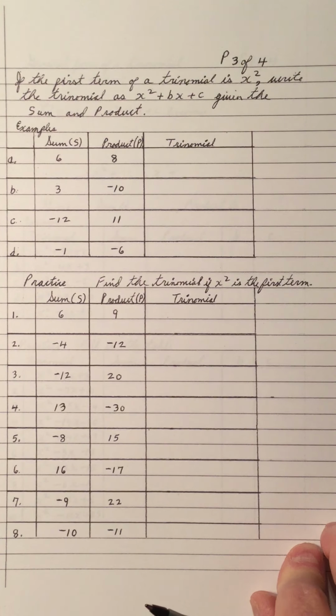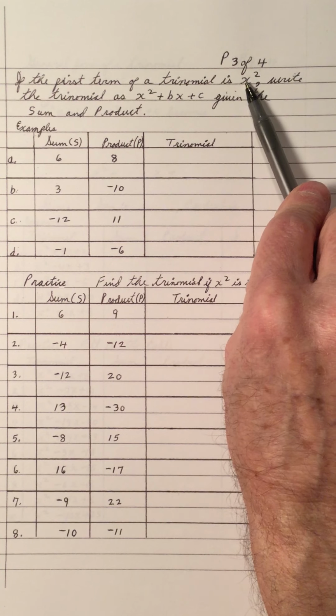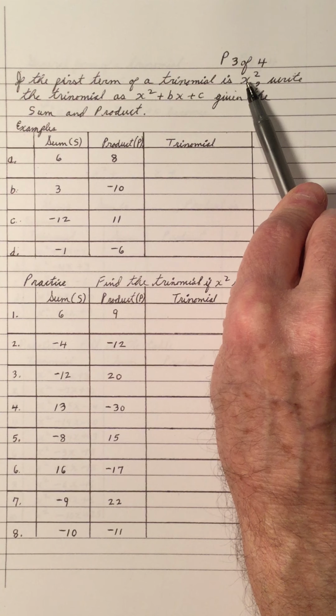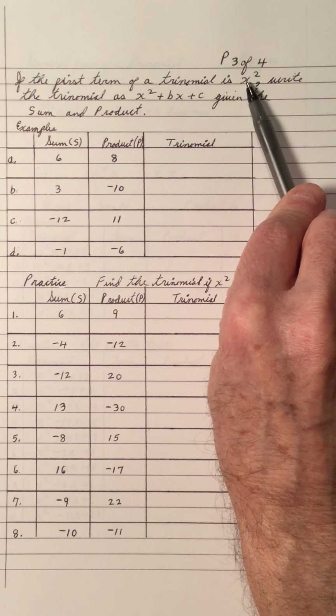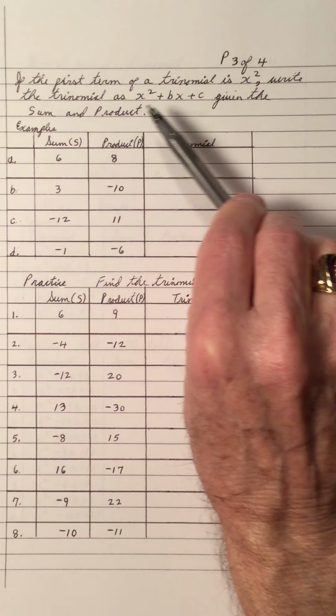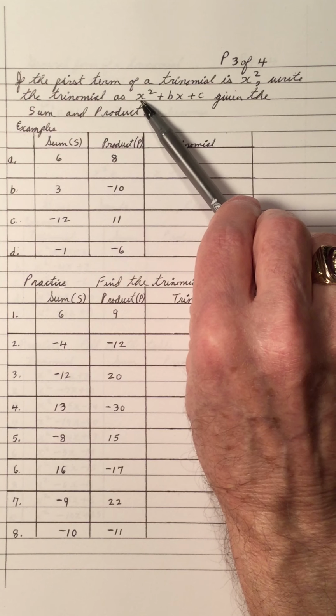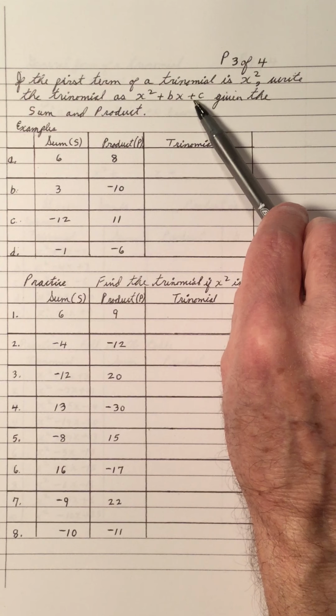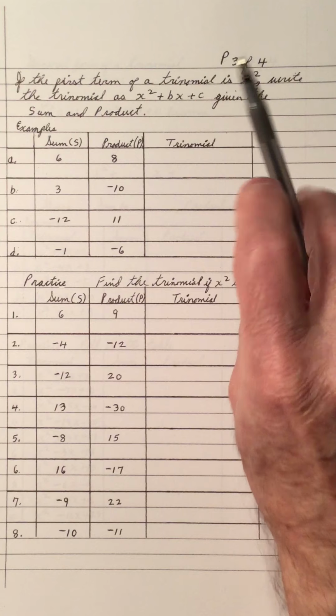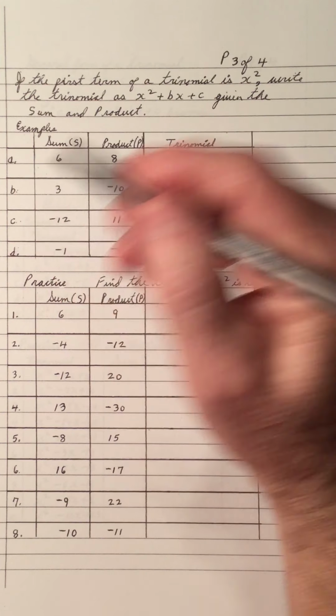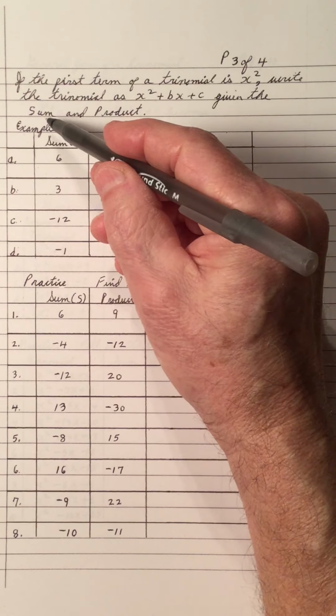Now, if the first term of a trinomial is x squared, which is what we're looking at all the time, because remember when we multiplied in the previous video, x times x was x squared. Every trinomial had an x squared at the beginning. So if we assume that, then we're looking at a trinomial that's x squared with a bx and a c. Let's practice now, sum and product.